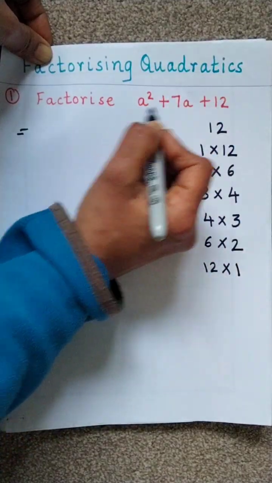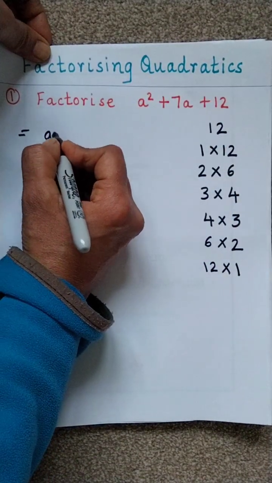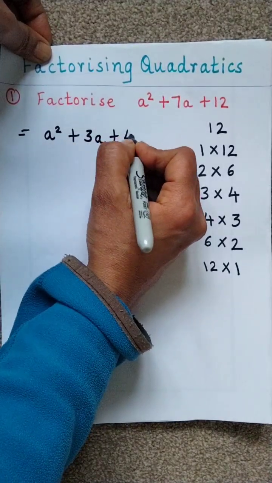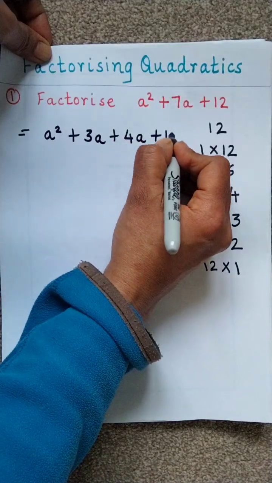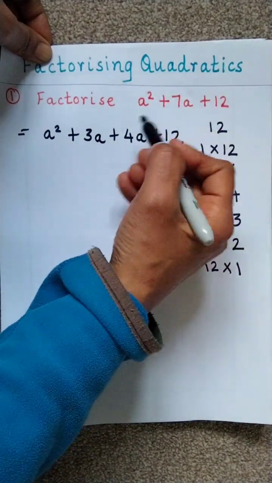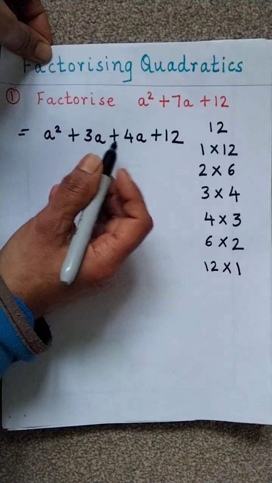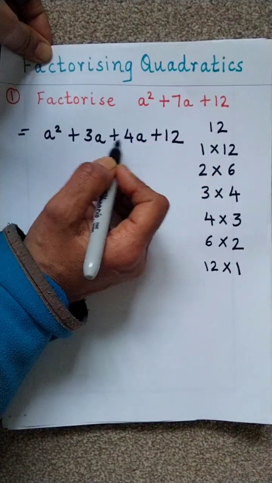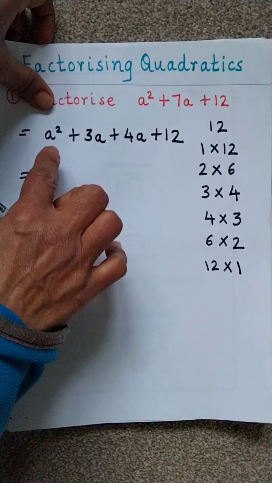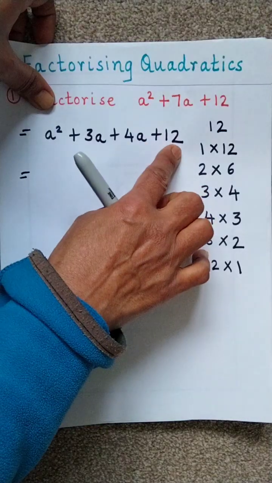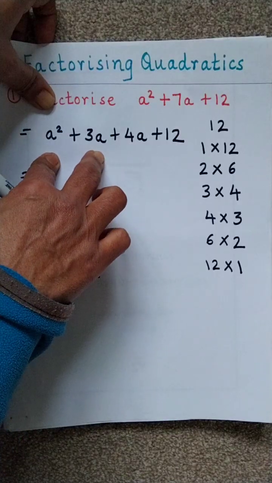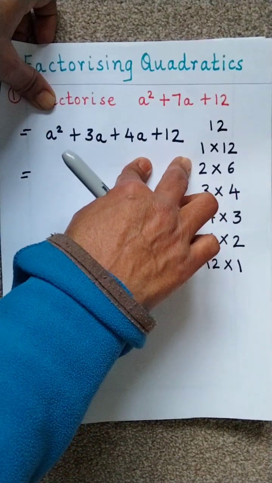And the same term we'll write here, a square plus 3a plus 4a plus 12. We have copied the same equation here as a square plus 3a plus 4a. This 7a is split as 3a plus 4a. Now the next step, there are 4 terms now, 1, 2, 3, 4. So we divide them into 2 parts. The first part is a square plus 3a and the second part is 4a plus 12.